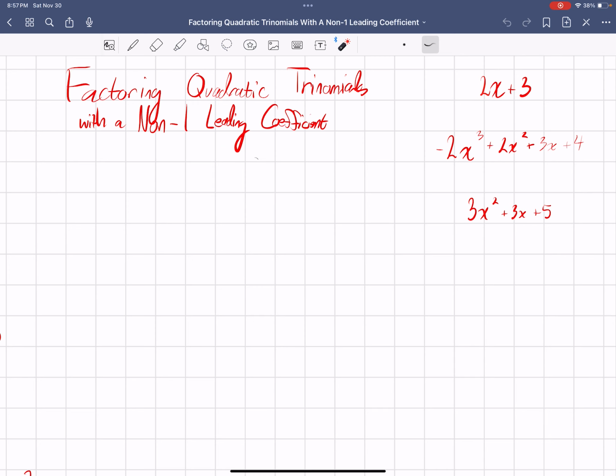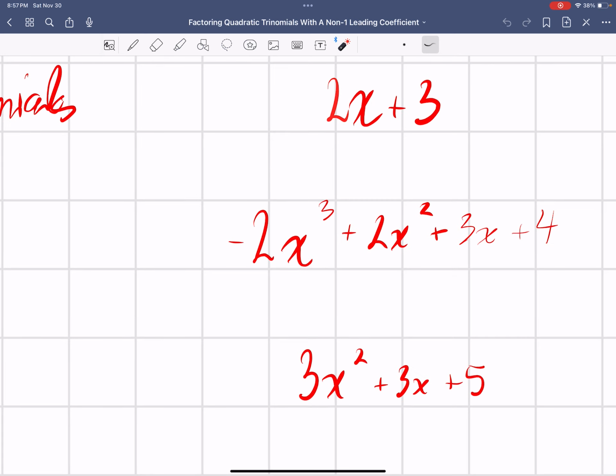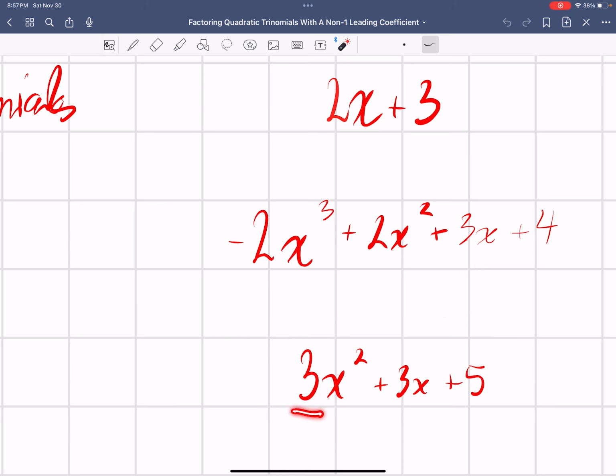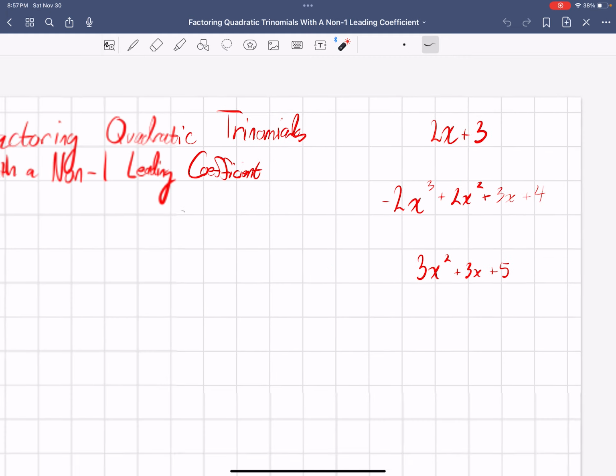The leading coefficient is the number multiplying the highest degree term. So here that would be a 2 because it's multiplying the highest degree term. Here it is -2. And in this last one, it's 3. So this last expression here would be a non-1 leading coefficient quadratic trinomial. So I'm going to show you how to factor these.